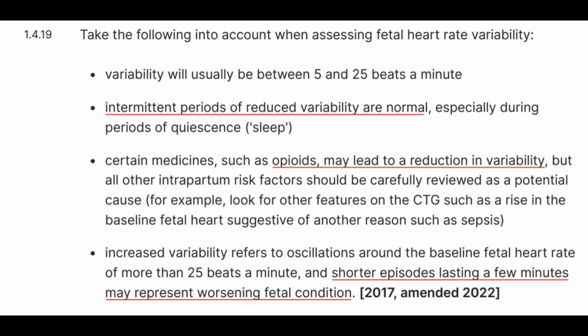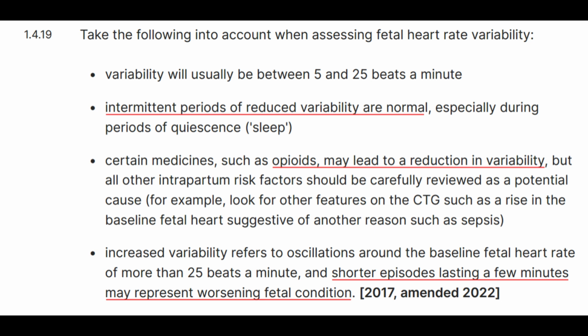Variability will usually be between 5 and 25 beats a minute. Intermittent periods of reduced variability are normal, especially during periods of quiescence, sleep. Certain medicines, such as opioids, may lead to a reduction in variability, but all other intrapartum risk factors should be carefully reviewed as a potential cause. For example, look for other features on the CTG, such as a rise in the baseline fetal heart rate, suggestive of another reason such as sepsis.